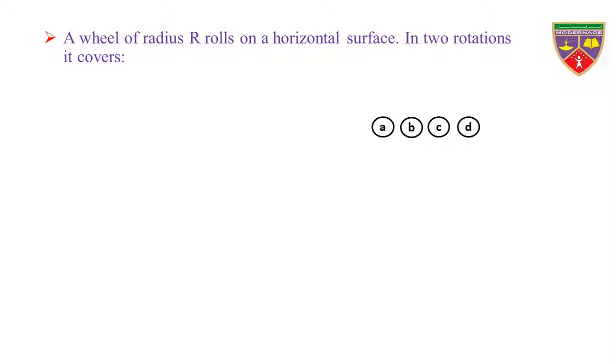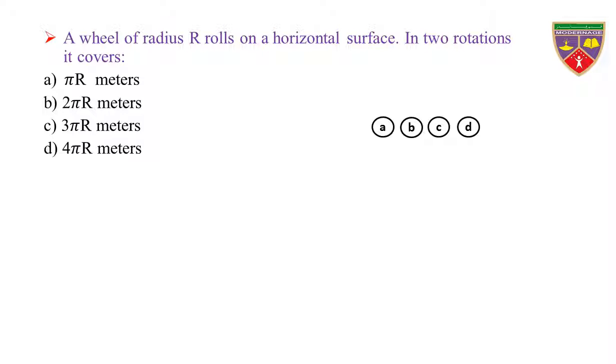A wheel of radius r rolls on a horizontal surface. In two rotations, it covers: option A, πr meters; option B, 2πr meters; option C, 3πr meters; option D, 4πr meters. The key is 4πr meters. Therefore, the correct option is D.